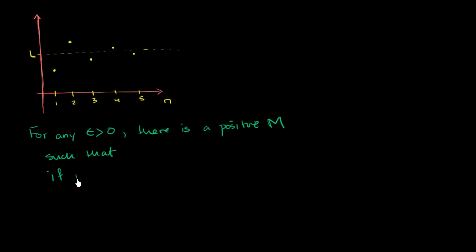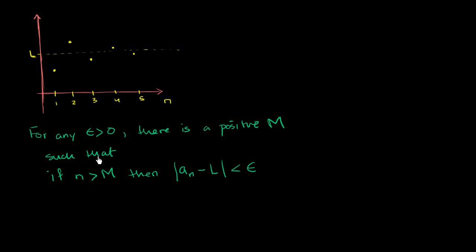But what we need to do is come up with a definition of what it really means to converge to L. So we're going to say that you converge to L if for any epsilon greater than 0, for any positive epsilon, there is a positive M, capital M, such that if lowercase n is greater than capital M, then the distance between a sub n and our limit, this L right over here, is less than epsilon.